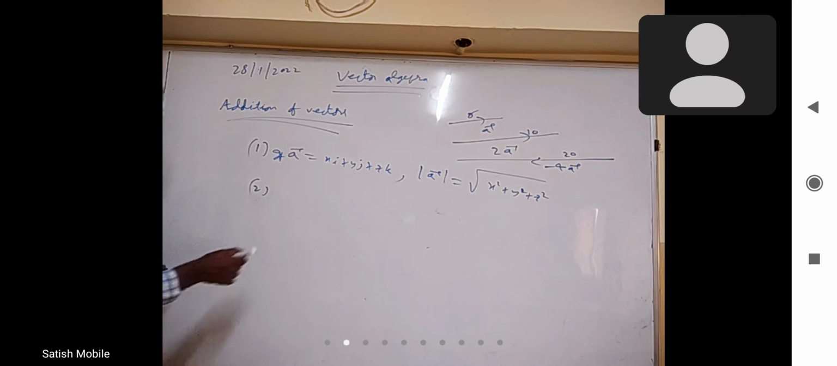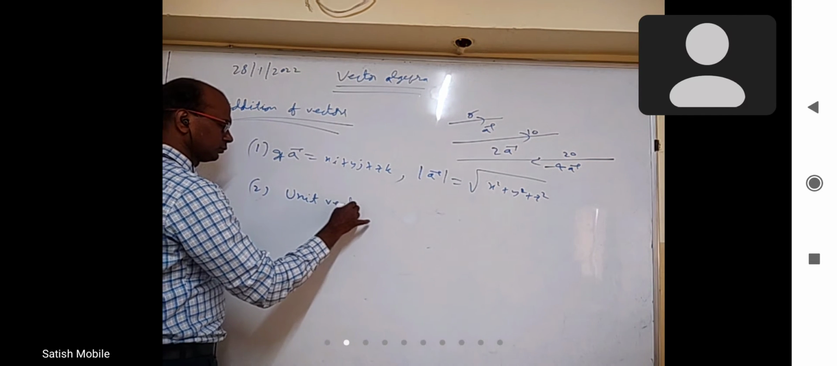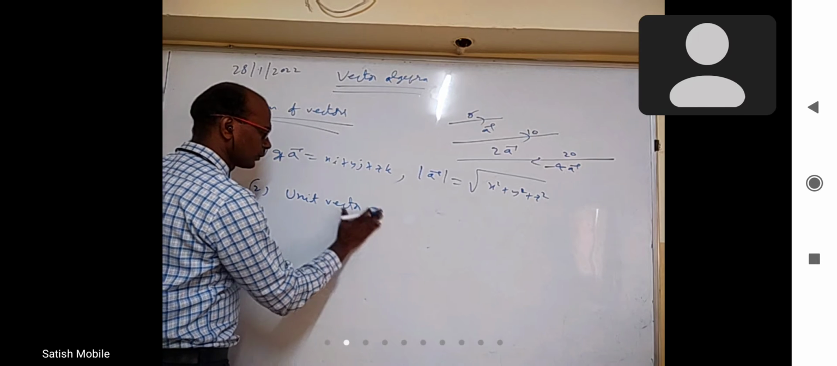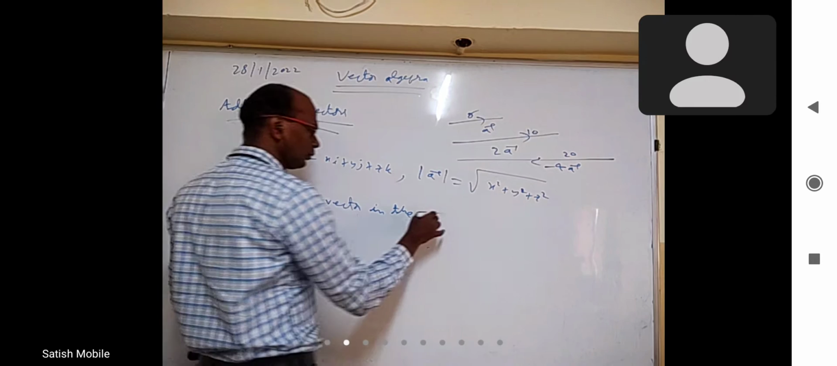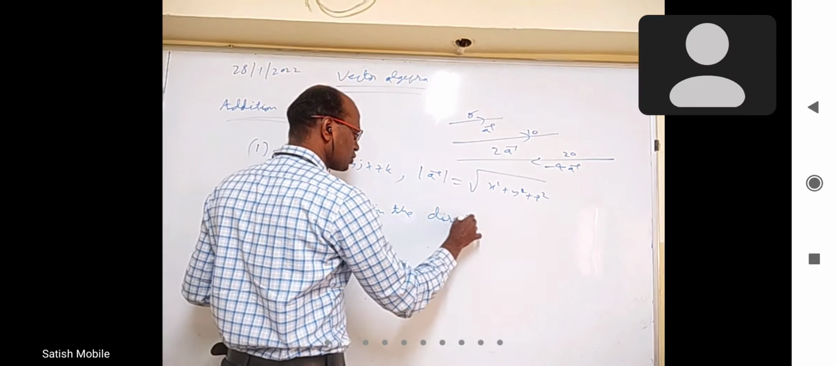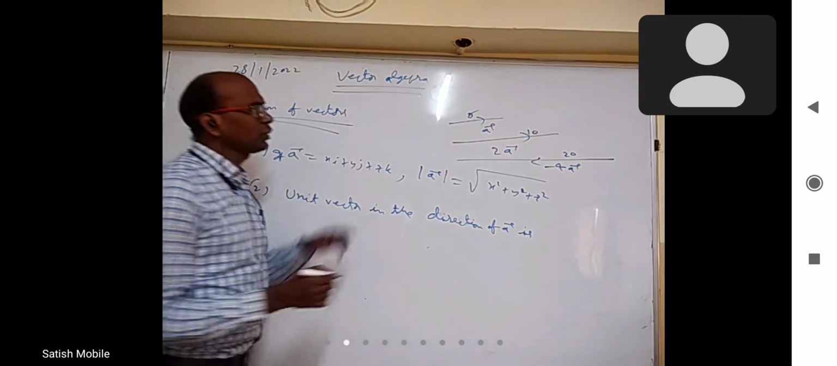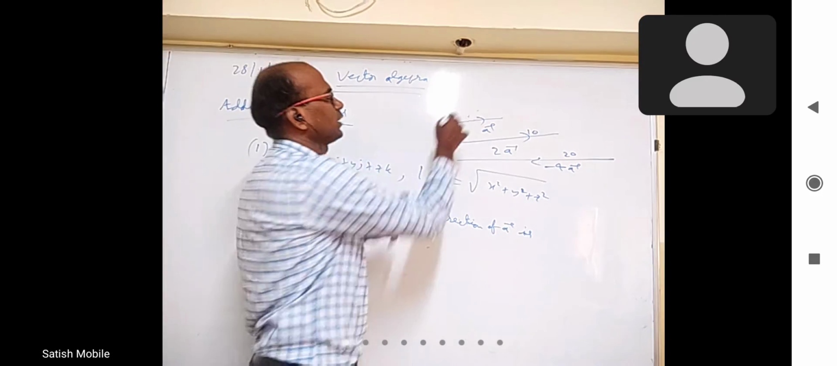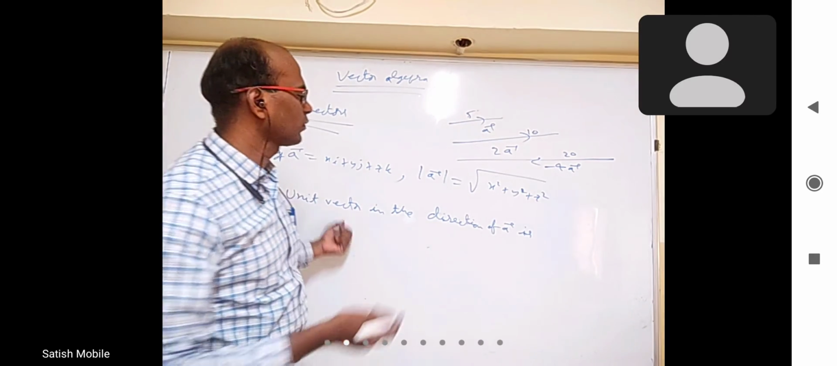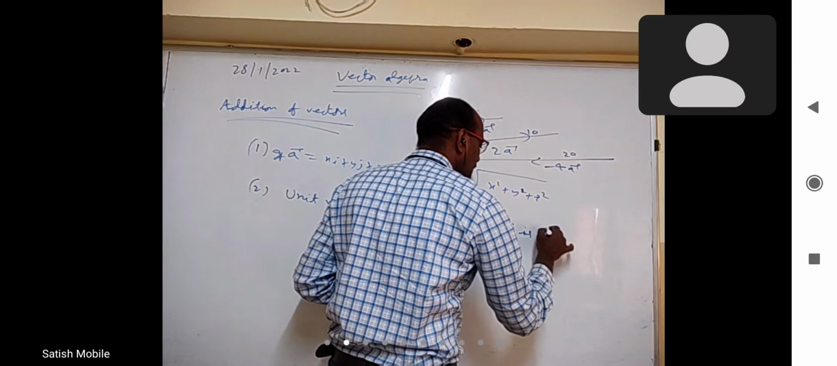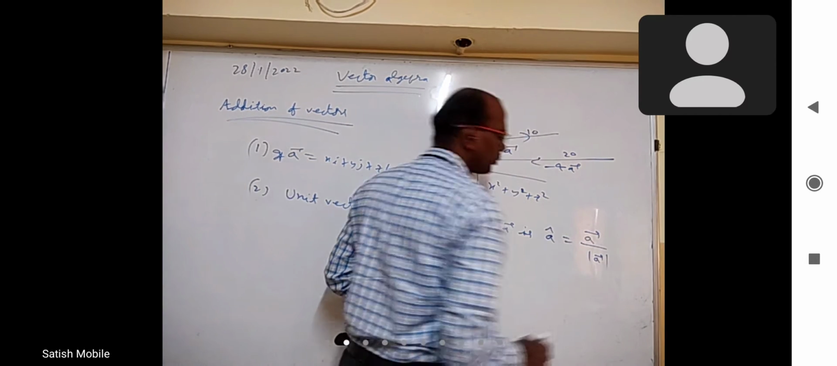Okay. So, unit vector in the direction of a bar is, if you want a unit vector, let's say this magnitude is 5, only when you divide by 5, it will become a unit vector, right? Okay, so unit vector in the direction of a bar, generally we call it a cap. Formula for that is a bar by mod a bar.